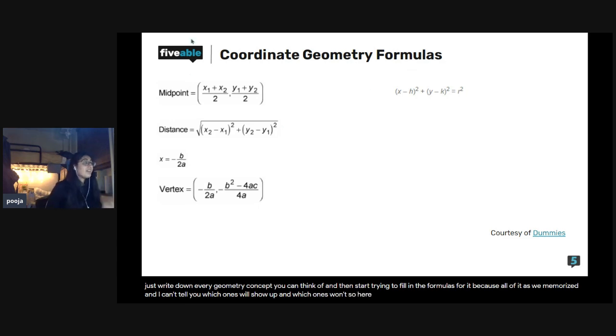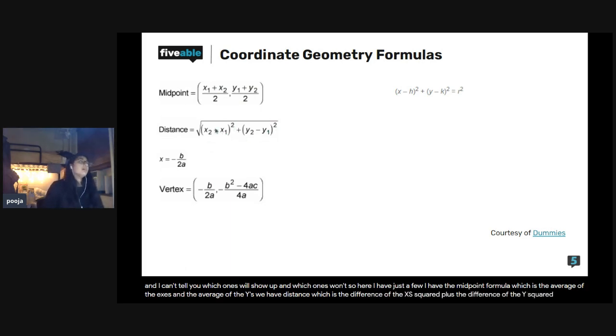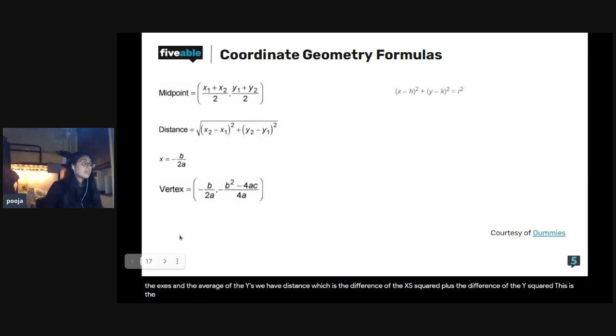So here I have just a few. I have the midpoint formula, which is the average of the x's and the average of the y's. We have distance, which is the difference of the x's squared plus the difference of the y's squared, all of that square rooted. Then this is the axis of, let me turn on the laser pointer. This is the axis of symmetry.